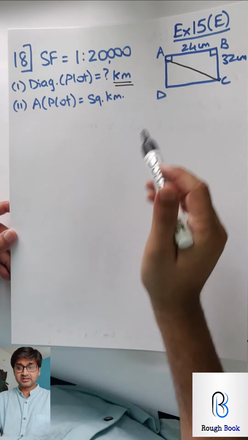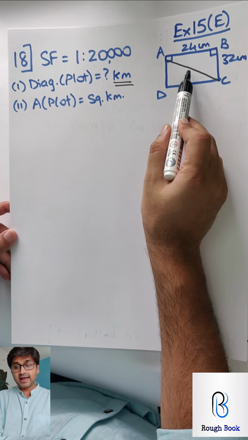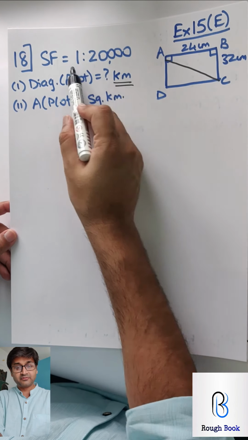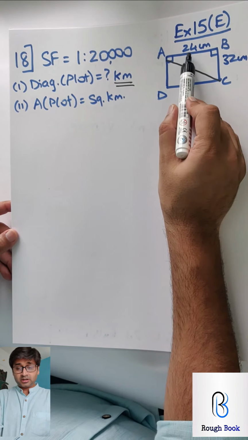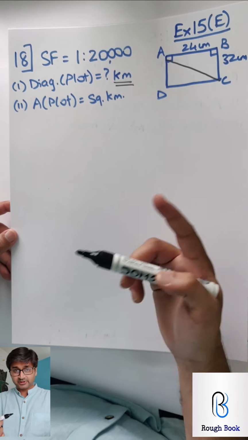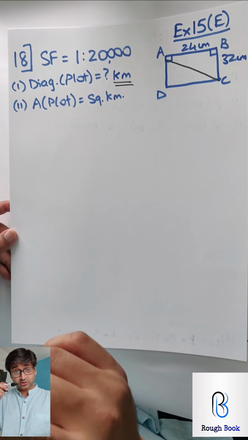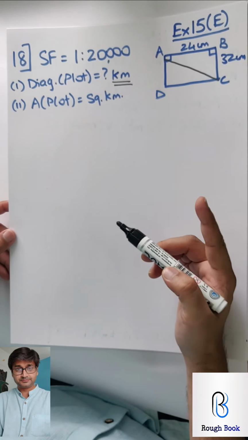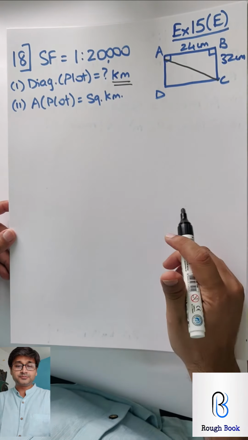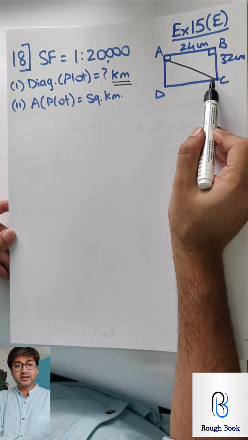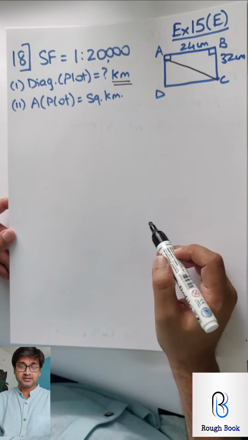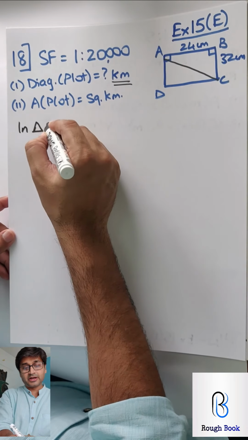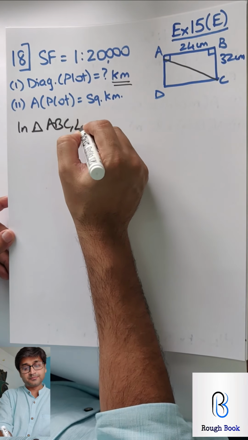So you have two choices. First find the diagonal here and then convert the diagonal with the scale factor, or convert AB and BC as per the scale factor. Whatever answer you get, you take Pythagoras and then get the original diagonal, right? For me, I will get the diagonal and then convert the diagonal. That is easier, okay? So let's apply Pythagoras in triangle ABC.